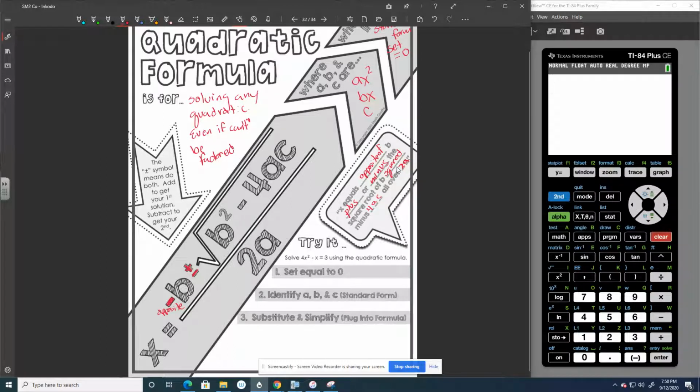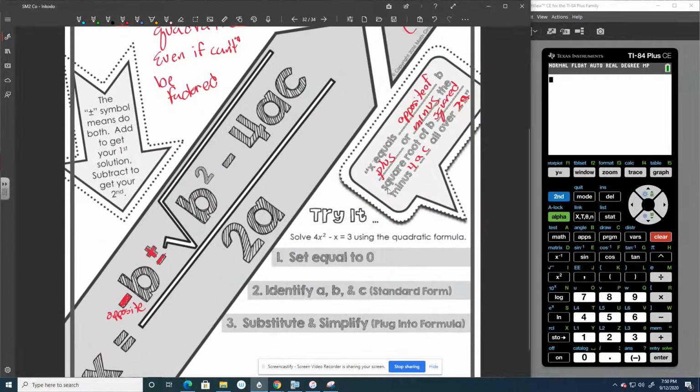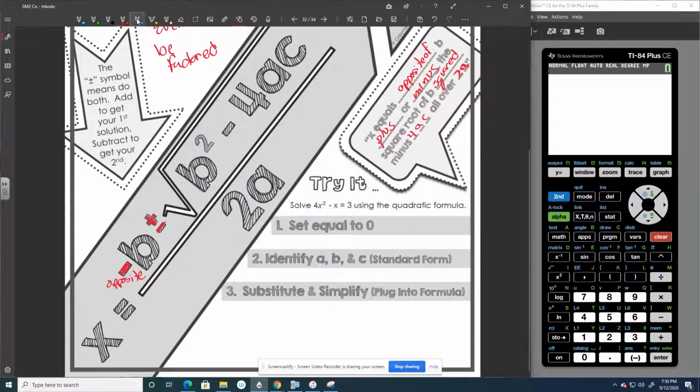Okay? If you need to hum a little tune, if you need to sing a little song to help you with that, by all means, go for it. But it is something that you are going to have down really well. Okay, so let's try using it. Let's say I have this equation, 4x squared minus x equals 3, and I'm going to use the quadratic formula. I could try factoring first, but we're not doing that today. We're doing the quadratic formula.